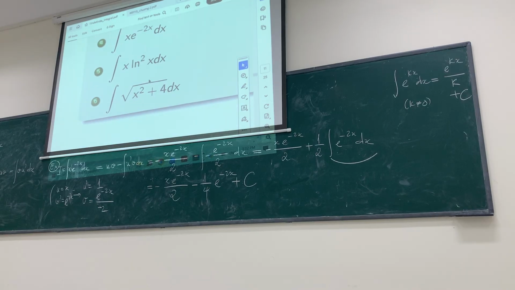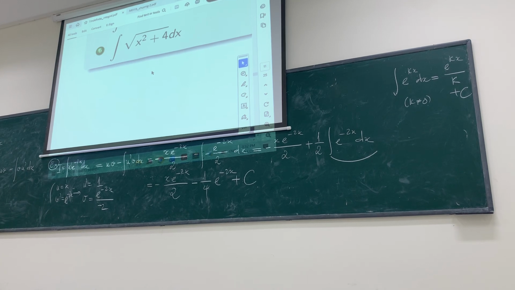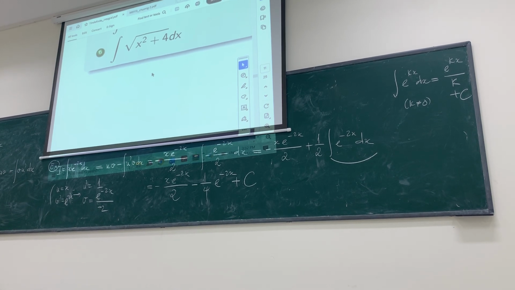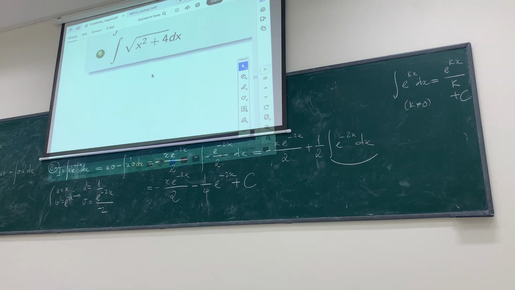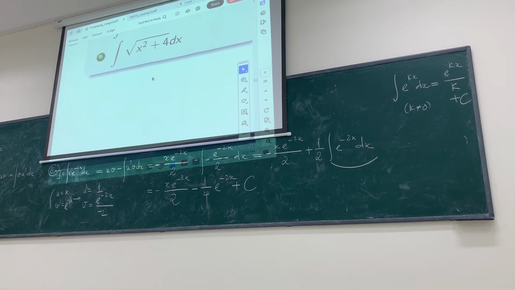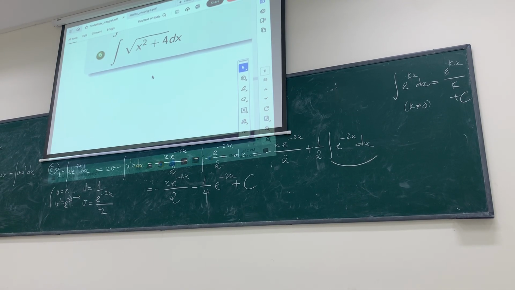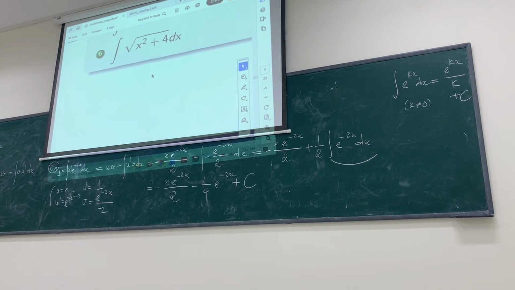Now, continue. We want to estimate the integral in example 6. Of course, the integral in example 6 doesn't belong to the table now. But we can do integration by parts again, as we always did.